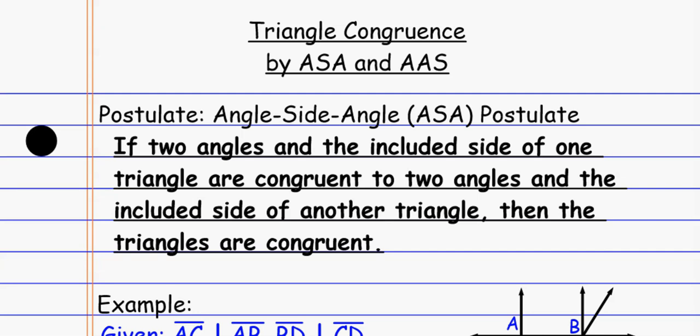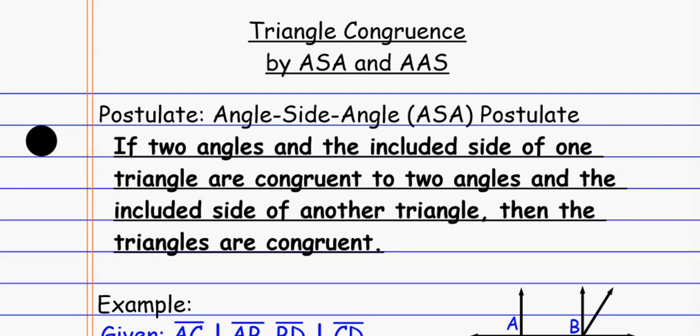Hi there, folks. Today we're looking at triangle congruence by angle, side, angle, and angle, angle, side. So these are two more in addition to the ones we've already talked about. Remember, we had side, side, side, and side, angle, side. Side, side, side is the obvious one. It's all of the sides matching up. Side, angle, side, remember, it's two sides with the angle in between.